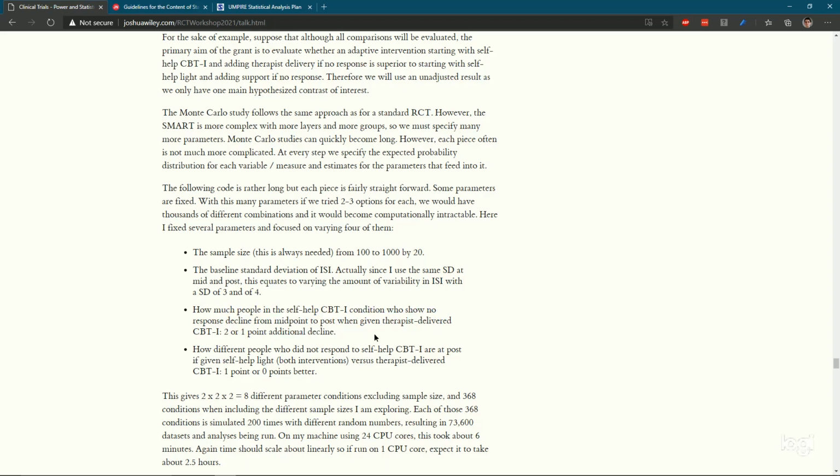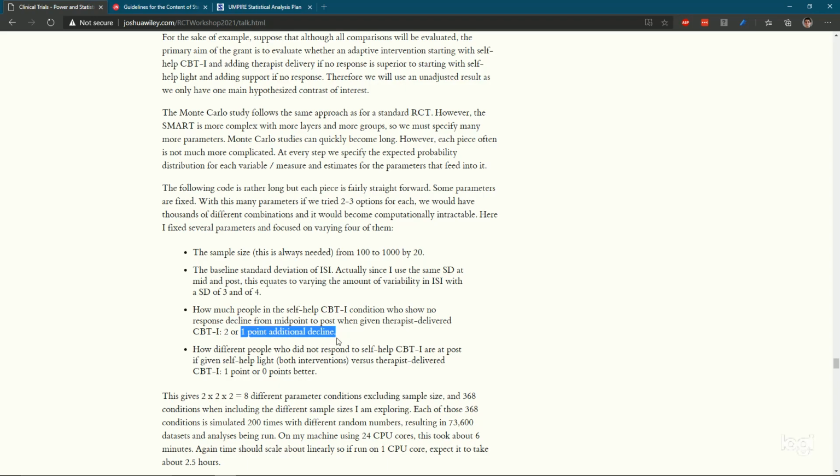The other thing we're varying is how much people in the self-help CBTI condition who show no response decline from midpoint to post when given therapist-delivered CBTI. That is, for people who don't respond to self-help CBTI after the first month, how much better do they get than that midpoint check when they get the therapist-delivered CBTI? Does that help them? Not at all. And so here what I'm going to try is either that therapist-delivered gains an additional 2-point decline or an additional 1-point decline in ISI.